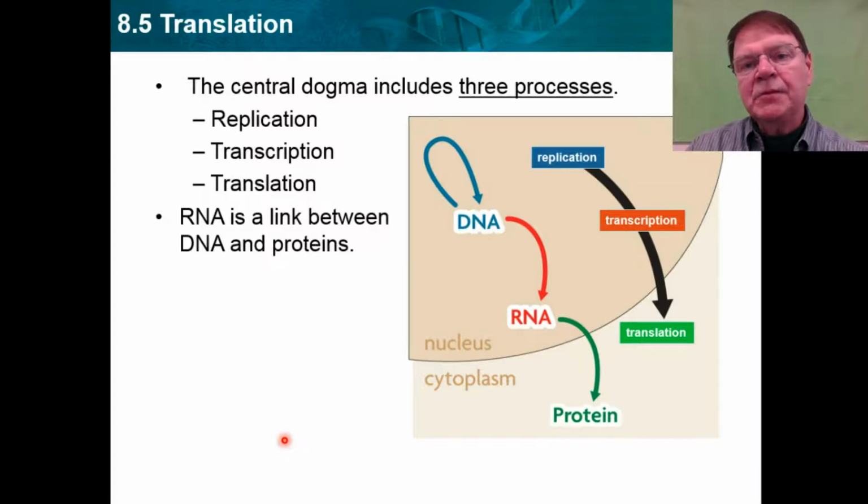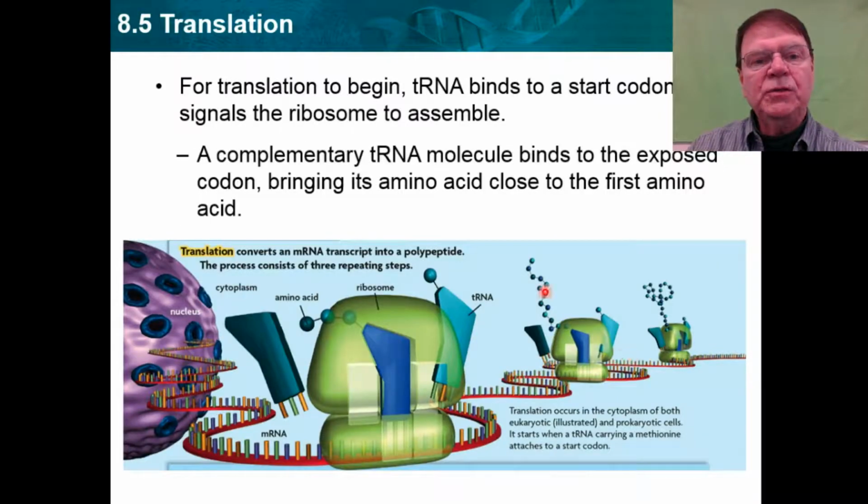Now, in this next segment, what we want to take a look at is specifically how translation occurs, now that you've been introduced to the different types of ribonucleic acids. All right, now for translation to begin, tRNA is going to bind to a start codon and signals the ribosome to assemble. And that will come in right here. And then the back of the ribosome will come, and that will cause messenger RNA to be locked into place within the ribosome. And so those reading sites will begin to be used.